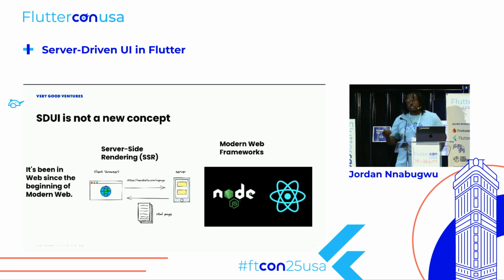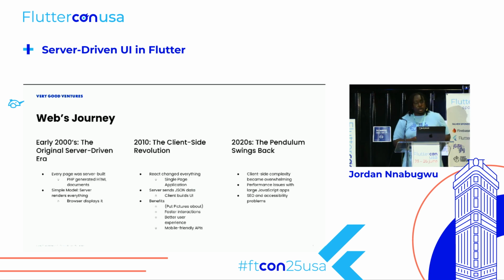And let's go into the history of that. So in the early 2000s, every page was generated with HTML and a simple server. The server renders everything. And then in the 2010s, React and Node.js changed everything and became more client focused. Now in this decade, the pendulum is swinging back because of performance issues, SEO problems, and also client complexity.